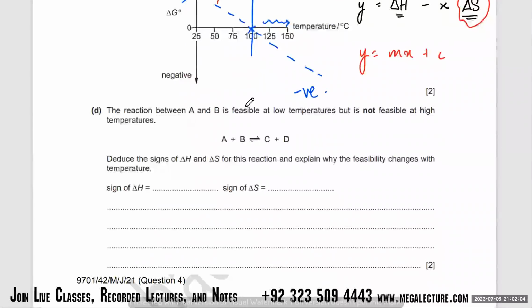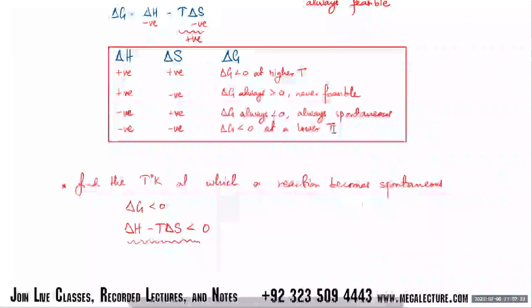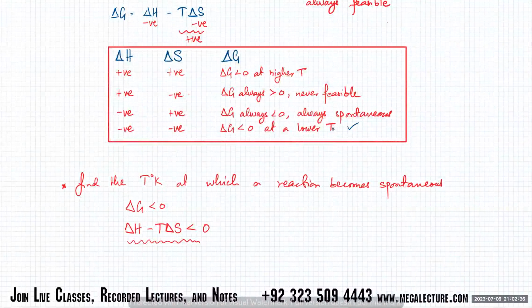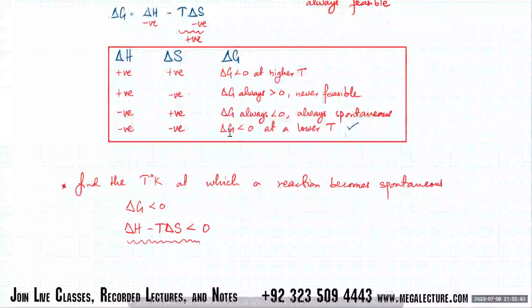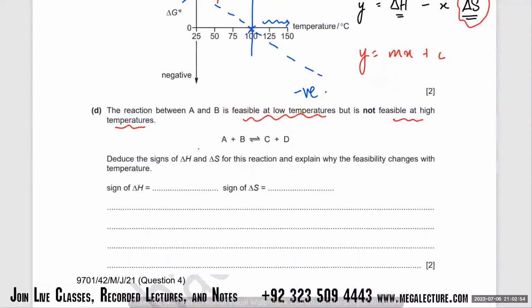I'll give you a question. The reaction between A and B is feasible at low temperatures, but is not feasible at high temperatures. So you have to predict the delta H and delta S signs. Feasible at low, not feasible at high. I can just look at the table. Feasible at low means delta G is less than 0 at lower temperature. So it's this one, the only one. That means both of them are going to be negative. So it is clear that in the table, this is the combination that's going to work. Is that clear? Yes, sir.